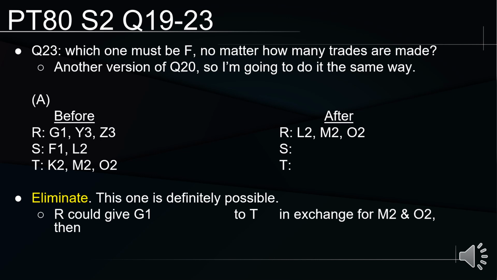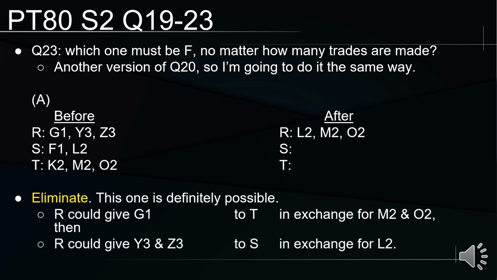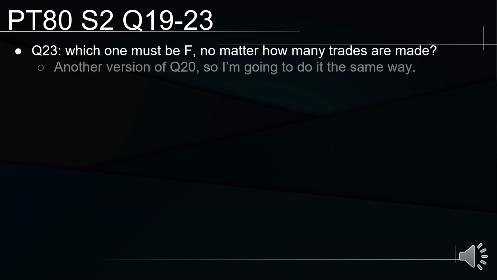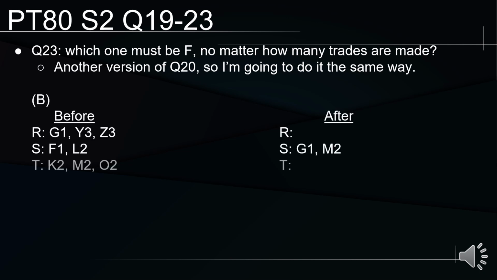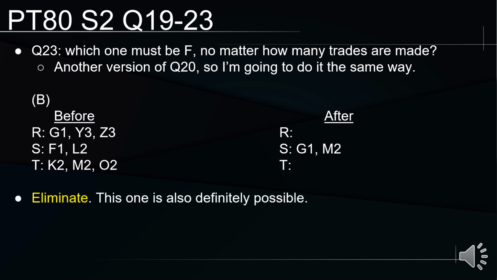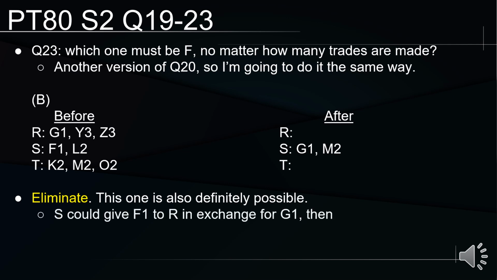That's the first trade that's possible. R could then give Y and Z to S in exchange for L. So the final scenario where R ends up with L, M, and O definitely seems possible given these 2 steps. So I'm going to eliminate this one because it does not have to be false. Moving on to B. So B suggests that the after scenario is S ends up with G and M here. So I'm also going to eliminate this one because it's definitely possible.